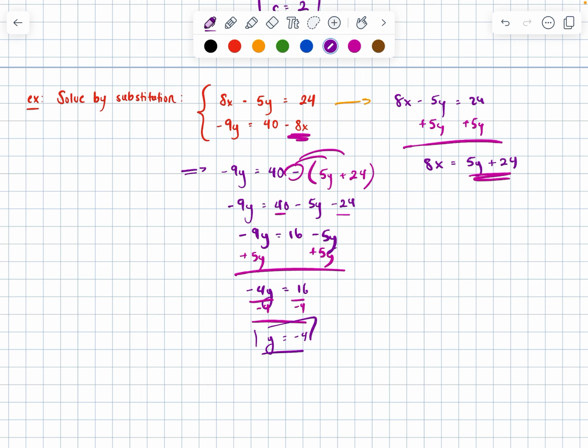5, 4, 3, 2, 1. Again, it doesn't really matter. For me, my goal is to get x by itself. Notice that this rearranged top equation is pretty close to having x by itself. I'm going to choose to plug in there.